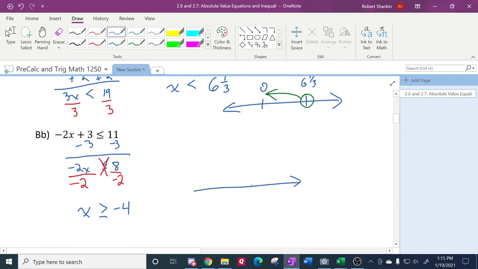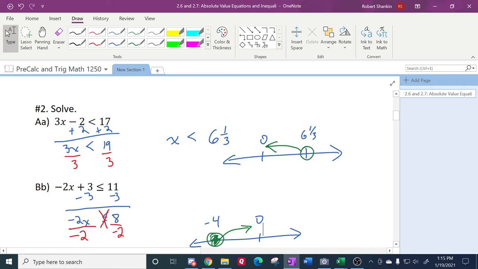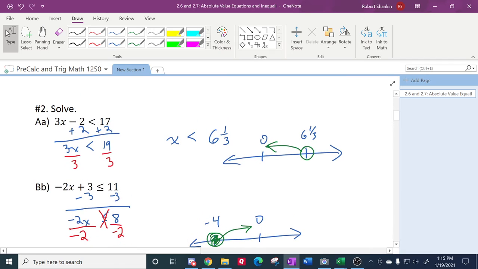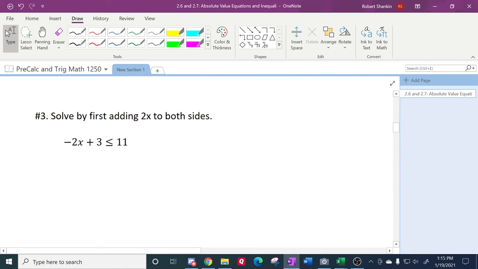And if I graph that, it would be something like this. I could have a filled in circle and everything to the right shaded like this. Okay, and that's A and B. And now on number 2, I'm going to ask you to do number 3. Solve this inequality, but as your first step, add 2x to both sides. So go ahead.